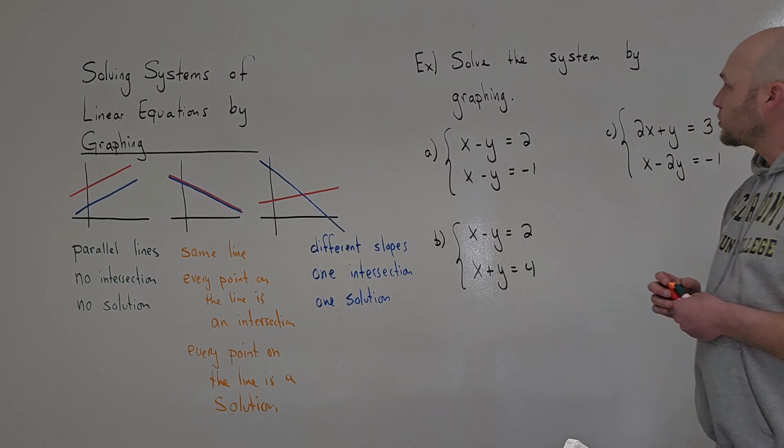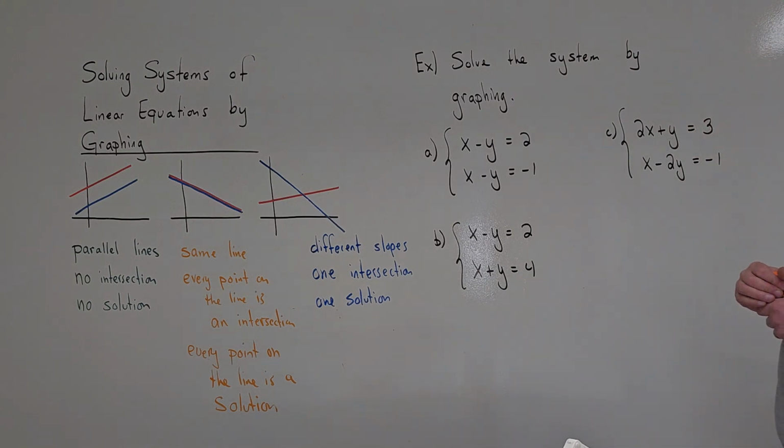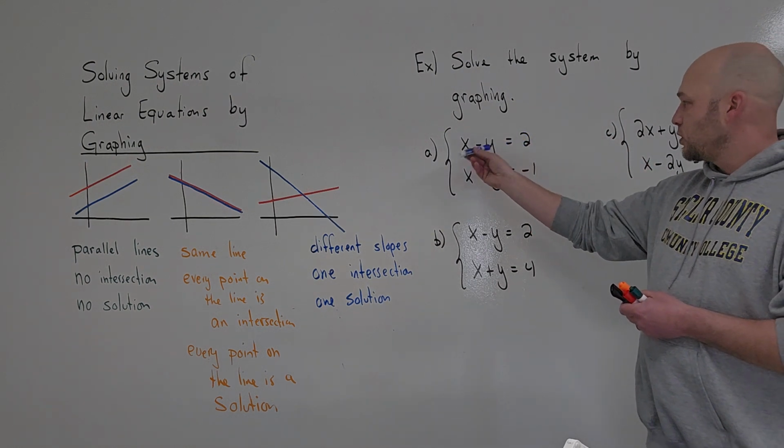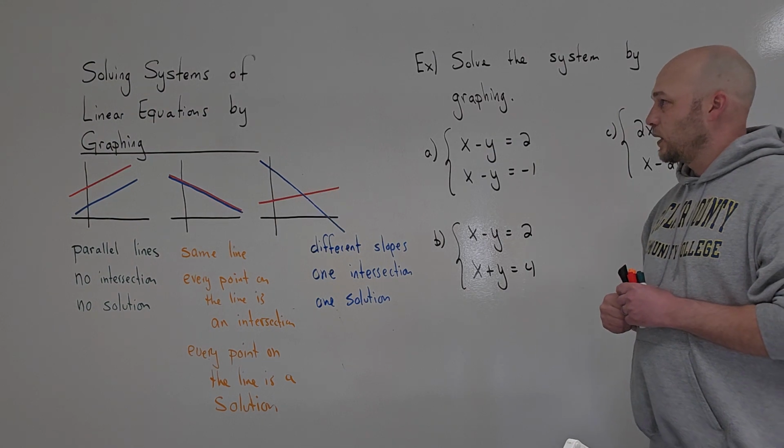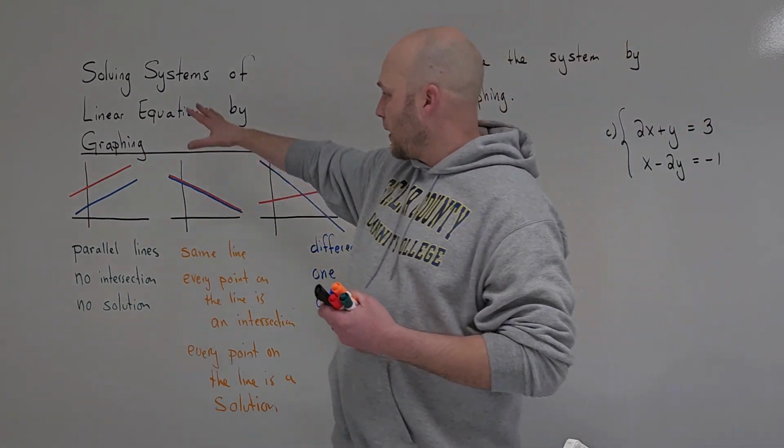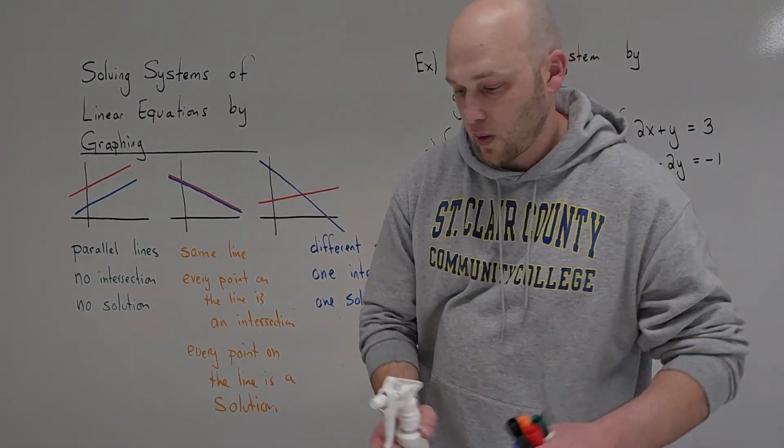Let's go through and solve three systems of equations by graphing. Okay, so I've got A, B, and C. Each one of these has the form where it's a linear equation with two variables, and we have to, again, solve it by graphing. So let me go ahead and clean this up, and let's work through each of those three.